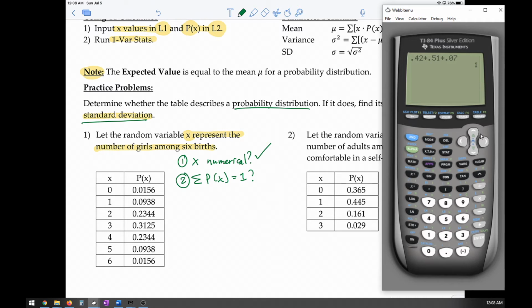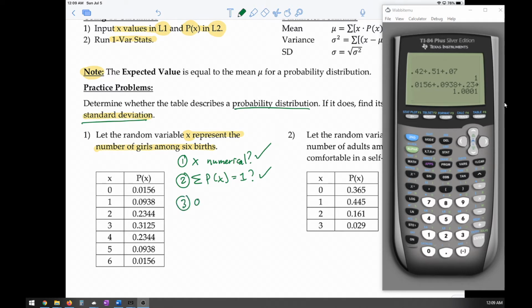Okay, so we're going to just add them up. We're slightly off, but I believe it's because some of these are rounded probabilities, which is okay. So as long as you get pretty close to 1, you should be good. So we're going to check off that requirement number 2 is met. Again, as long as the sum is pretty close to 1, you should be good.